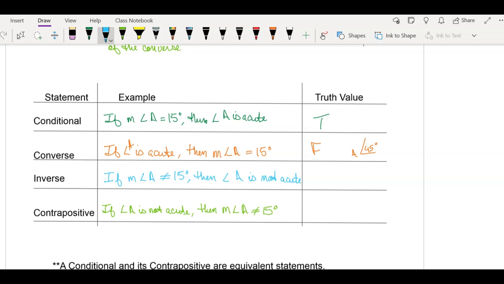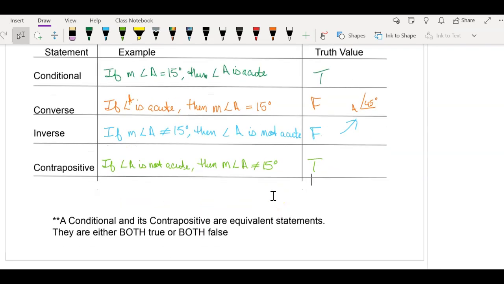The inverse statement: if the measure of angle A is not equal to 15 degrees, then the measure of angle A is not acute. So this one is false as well, because 15 degrees isn't the only acute angle. Again, the angle could be 45 degrees like we put here. The contrapositive: if angle A is not acute, then the measure of angle A is not equal to 15 degrees. That is true.